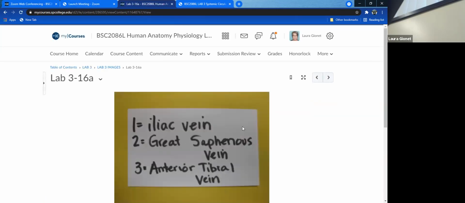So 1 is the iliac vein, 2 is the great saphenous vein, right-hand side of course, and 3 is a tibial vein. You have anterior and posterior, but the models sometimes can't show you every single thing. So these are examples of ones.